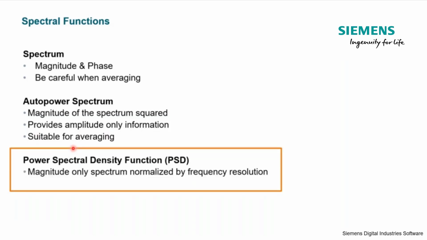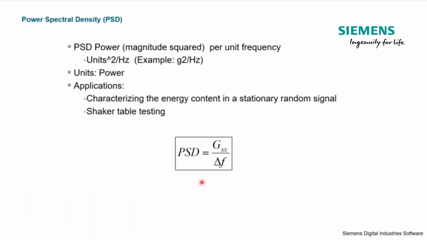Now we're going to move on to the power spectral density function, or PSD. It's just building again on a previous function. We built on spectrum to get the auto power. Now we're going to build on this idea of an auto power to get a PSD. We're just talking about the magnitude of the spectrum, an auto spectrum, normalized by the frequency resolution.